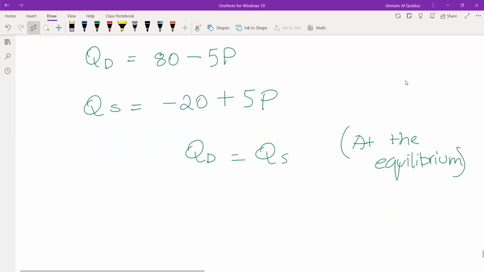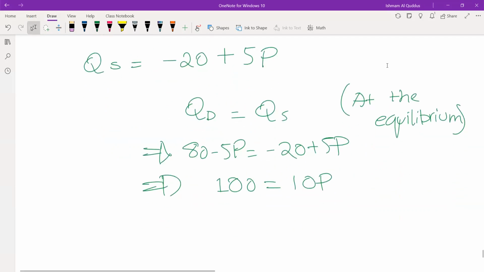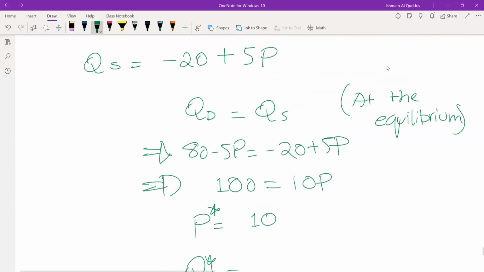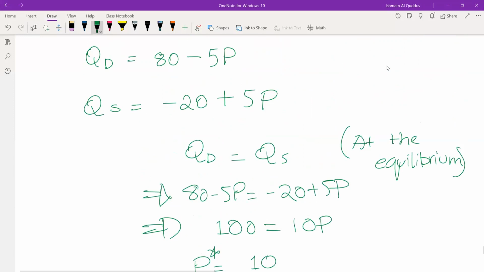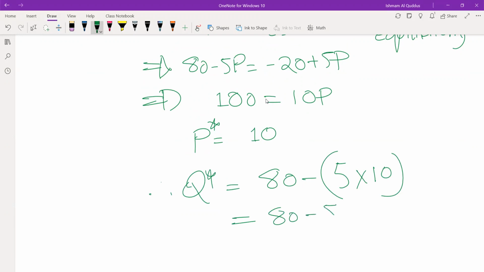Now we can solve the math. This would give us 80 minus 5p equals minus 20 plus 5p, so 100 equals 10p, which is p equals 10, p star. That's the equilibrium price. Now we can also solve the equilibrium quantity by just plugging the value into either the quantity demand function or the quantity supply function. 80 minus 5 multiplied by 10, which will give us 80 minus 50, and this is 30, right? So the equilibrium quantity is 30.